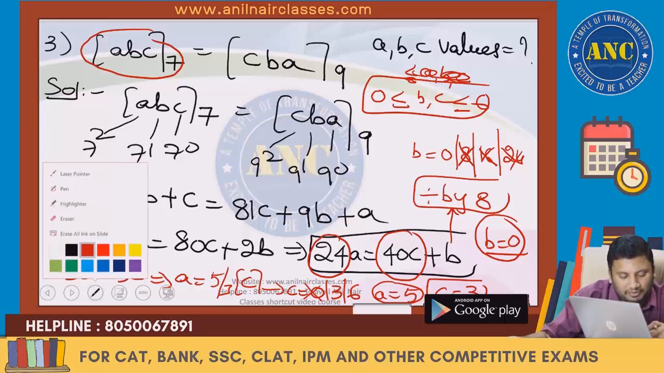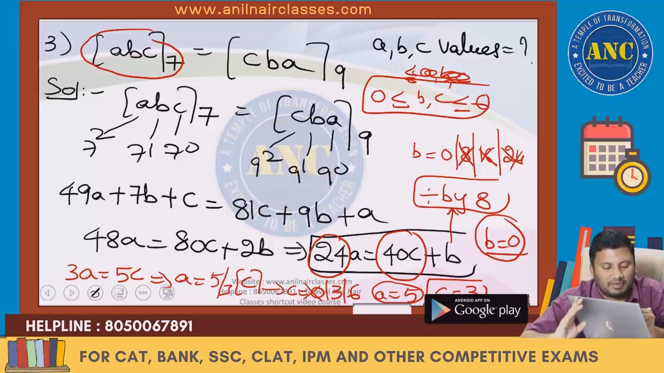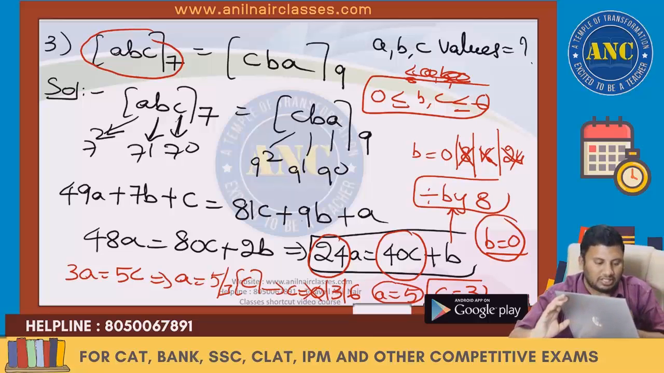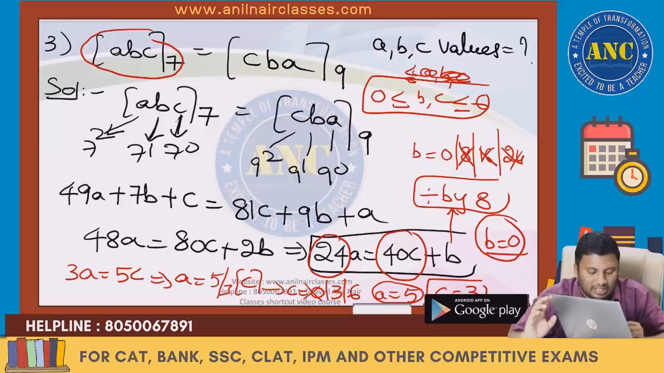Again I am explaining for the second time. ABC in a base system 7. 7 power 0, 7 power 1, 7 power 2. 49A plus 7B plus C equivalent to 81C plus 9B plus A. 49A minus A, 48A. 9B minus 7B, 2B. 81C minus C, 80C. 48A equivalent to 80C plus 2B. Dividing by 2, 24A equivalent to 40C plus B.